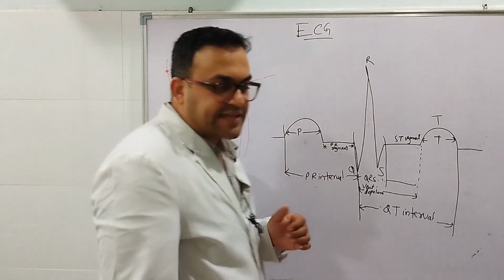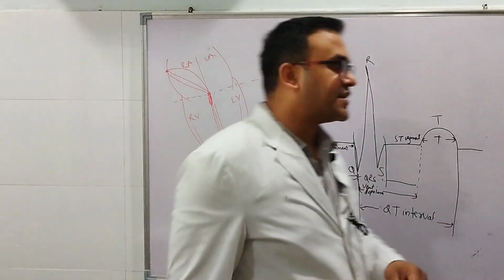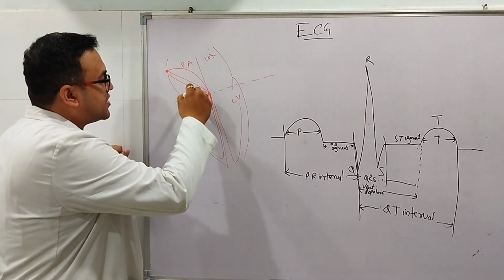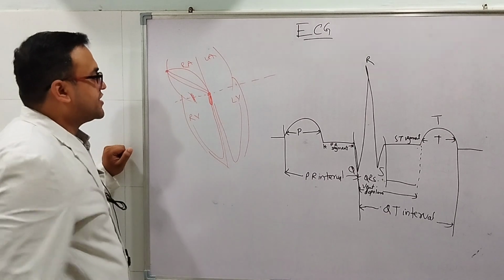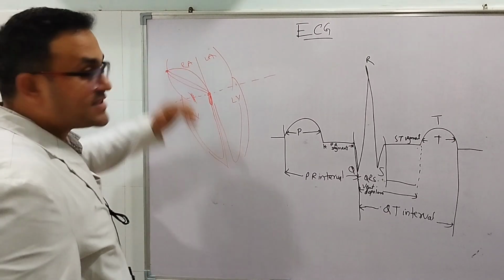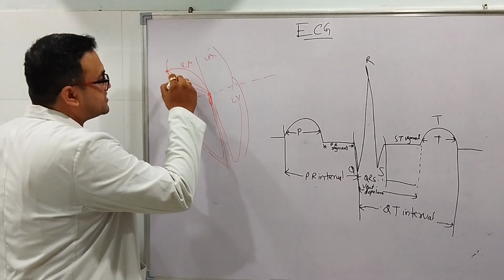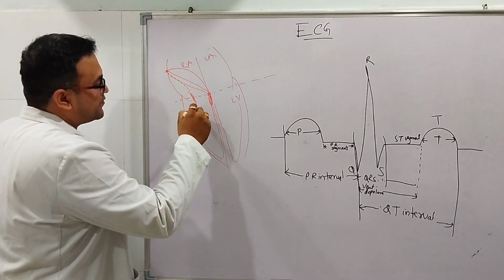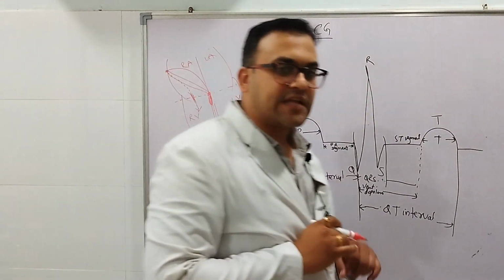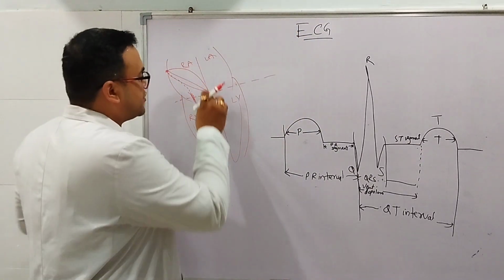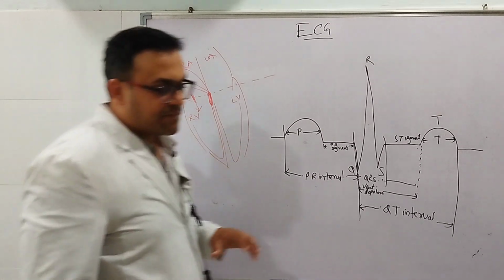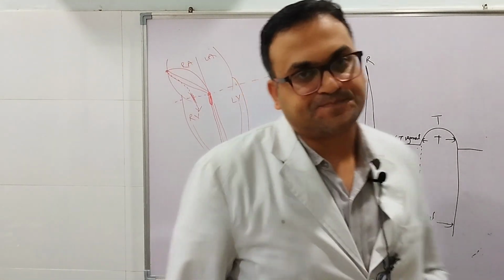Now pre-excitation syndromes. What happens in pre-excitation syndromes? There is an extra pathway that connects the atria to the ventricles, and this extra pathway conducts the electricity before, because the AV node has the property of delaying the electrical conduction. So when you don't get the delay, the ventricles get depolarized before they should depolarize.